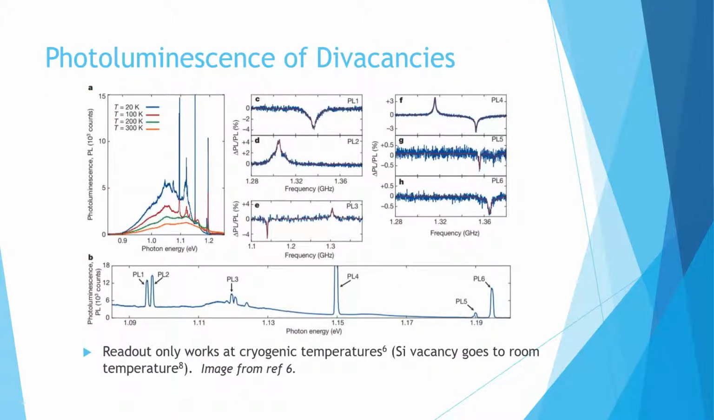I just want to highlight this slide. This is data about the photoluminescence of these divacancies, and the thing I want to point out is that at 300 Kelvin, these sharp photoluminescence peaks disappear. So readout of the divacancy only works at very, very low temperatures, and this is a disadvantage in comparison to the silicon vacancy, which you can read out at room temperature, as we'll see.